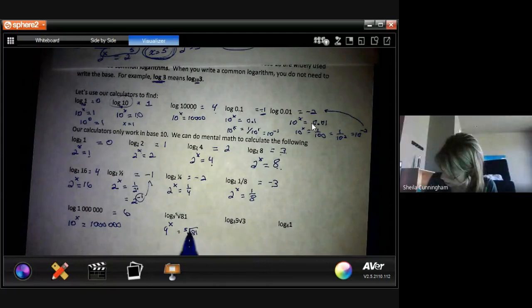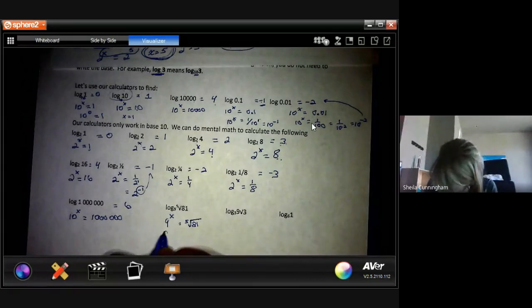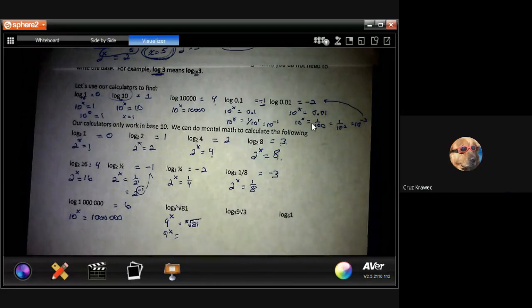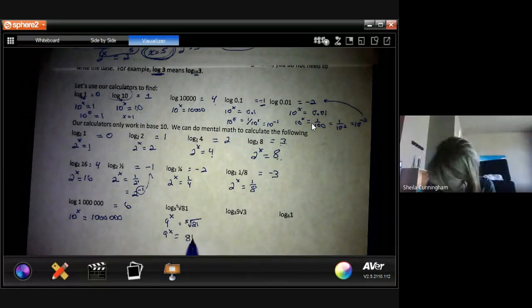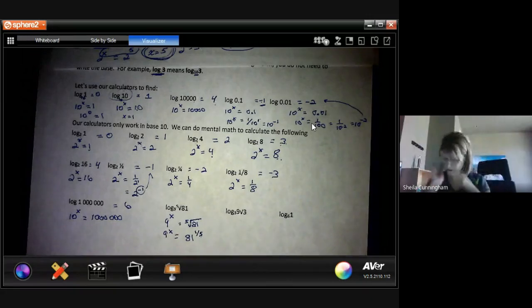I think my suggestion to you guys would be, let's get rid of this radical in this format with this 5th root. Can we change that to a fractional exponent? We did a little bit of that in the last unit, right? So really I would have this as 9 to the power of x. This would be 81 to the power of 1/5, right? That root is going to be what's in my denominator of my fractional exponent.